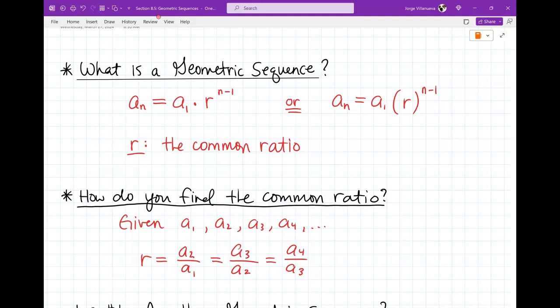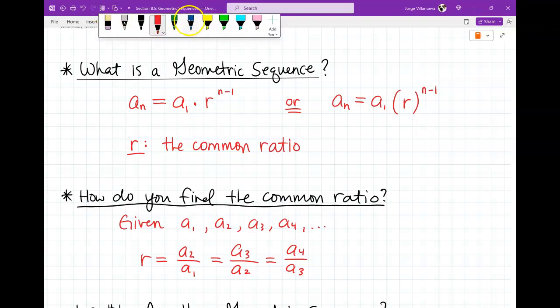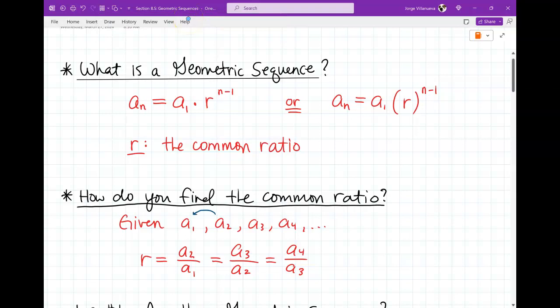So you're doing right divided by left, right divided by left, all the time. Don't do left divided by right, or else it's going to give you the wrong common ratio. It's very important you always divide this way, dividing right by left.